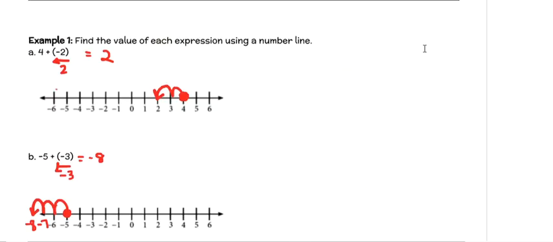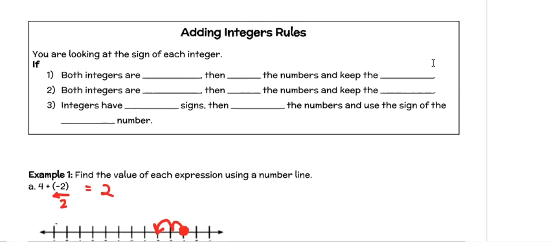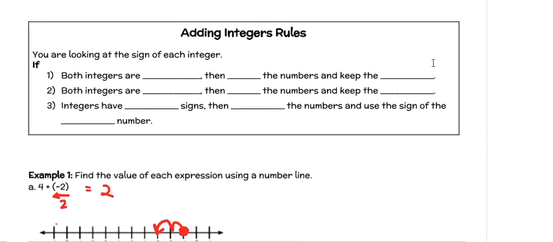Now we're going to go back up and look at our rule, okay? This takes practice, and integer operations take some practice. So if it doesn't all come at you immediately, that's fine. Slow down. You are looking at the sign of each integer. So if both integers are positive, then add the numbers and keep the sign.